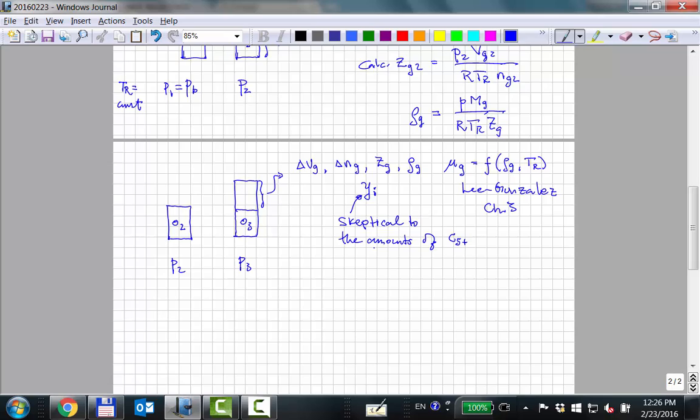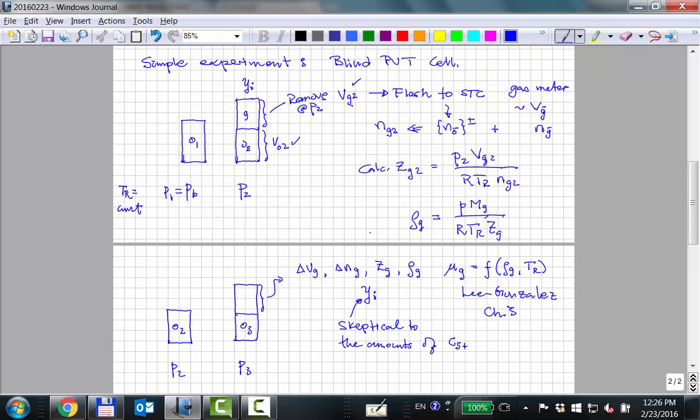Gas deviation factor. So for the calculation of this Z, we need the number of moles of the gas. And how do we get this? You either run it through a gas meter. When it flashes down to standard conditions, there's a gas meter that just measures how many cc's flash through. And then, being at low pressure, you can convert that to moles with the 23.68 number, something like that.